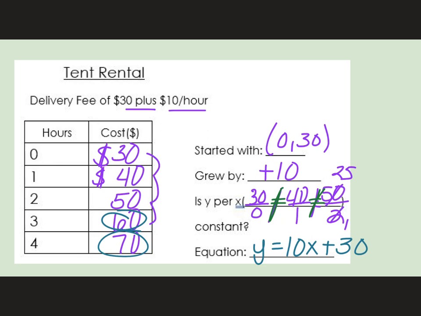So it's pretty clear here that this is not a direct variation for a bunch of different reasons. It doesn't start at 0, 0. The ratio or the proportion, it's not proportional, and our equation doesn't quite look right. This little piece right here makes it not a direct variation, just because of that.